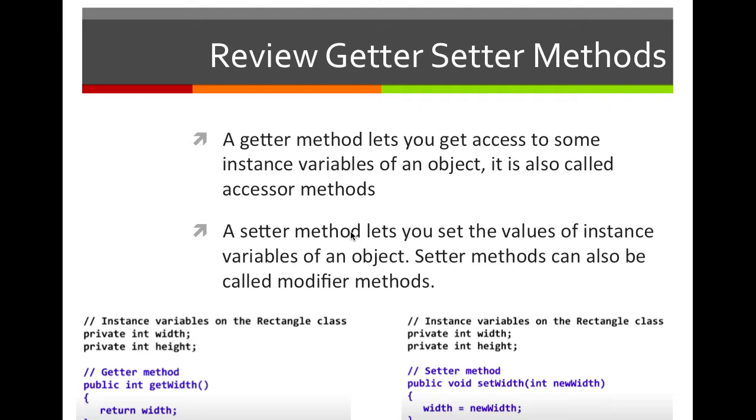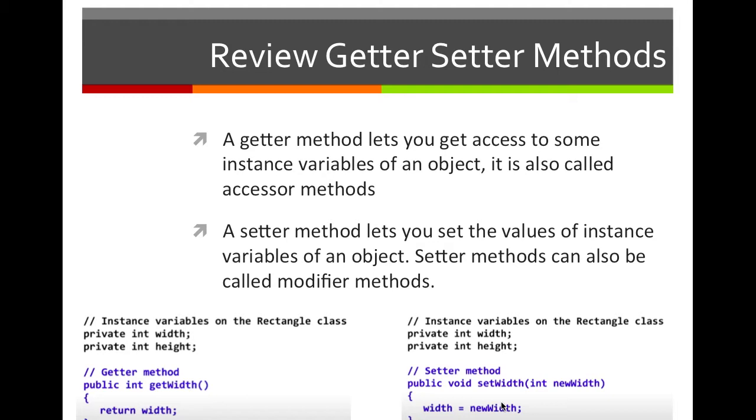Setter methods let you set the values. We change the values of instance variables of an object. Setter methods can also be called modifiers, because we are modifying, we are changing. You can see here we have a setter method, public void setWidth. We are not returning anything, so it is void. But in the getter method we have int, so we are returning something. Inside the parentheses of setWidth we have the variable newWidth. From the object we send another piece of information, so we change the width value with the new width value.